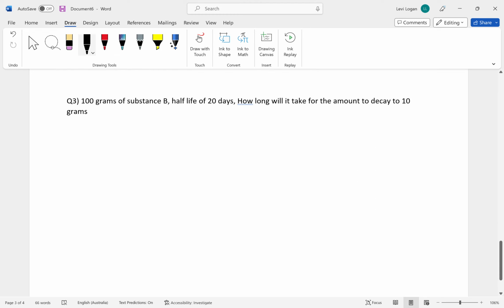This question is a bit different from the previous one. I'm going to probably get you to rearrange the formula a bit, okay? So it's the same principles as before, except you're just going to have to rearrange and probably find something different. Alright, so 100 grams of substance B. I haven't actually given you an element, I've just given you some random letter to represent our substance. So that could be any element on the periodic table, okay? 100 grams of substance B, half-life of 20 days. How long will it take for the amount to decay to 10 grams?